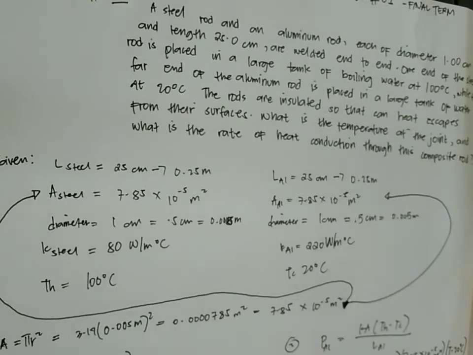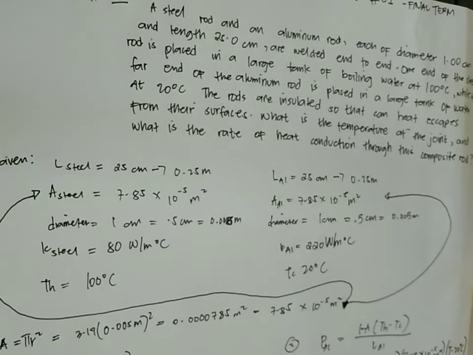So, example 1.11. A steel rod and an aluminum rod, each of diameter 1.00 centimeter and length 25.0 centimeters, are welded end to end. One end of the steel rod is placed in a large tank of boiling water at 100 degrees Celsius, while the far end of the aluminum rod is placed in a large tank of water at 20 degrees Celsius. The rods are insulated so that no heat escapes from their surfaces. What is the temperature at the joint and what is the rate of heat conduction through this composite rod?